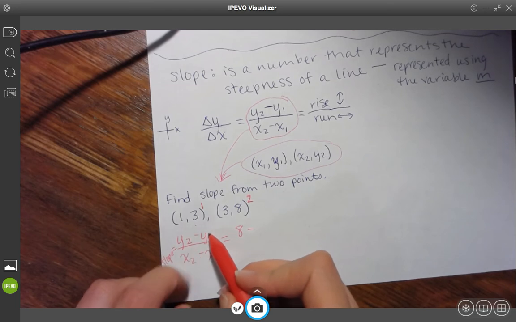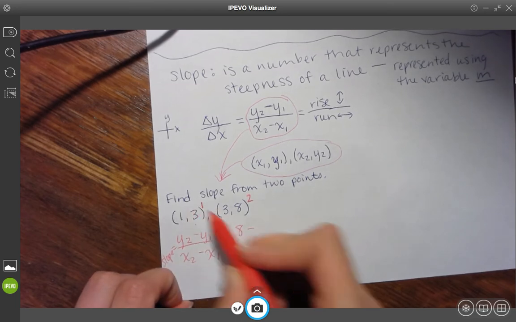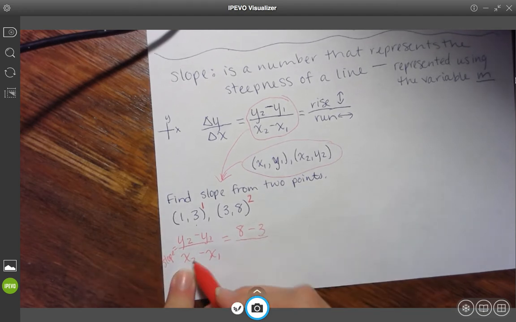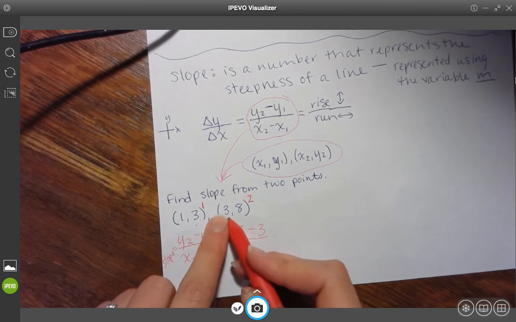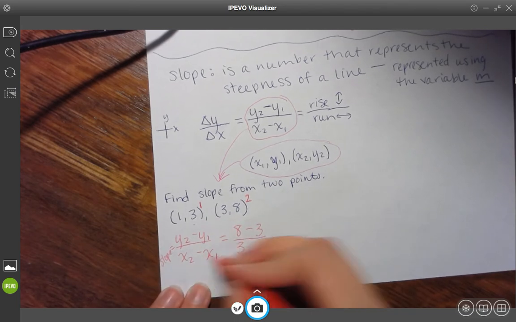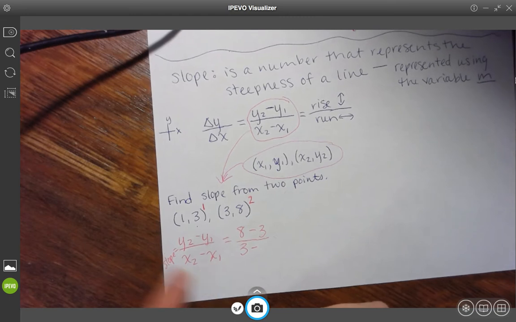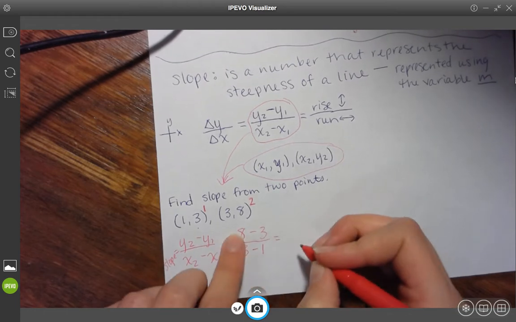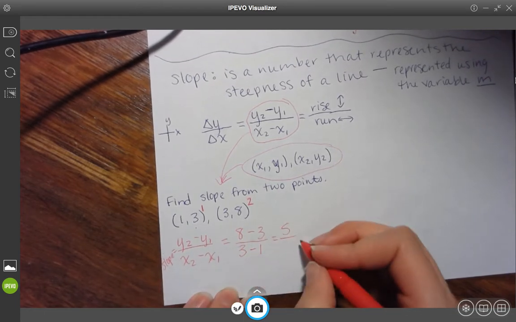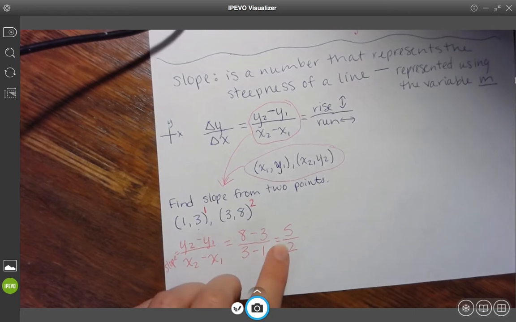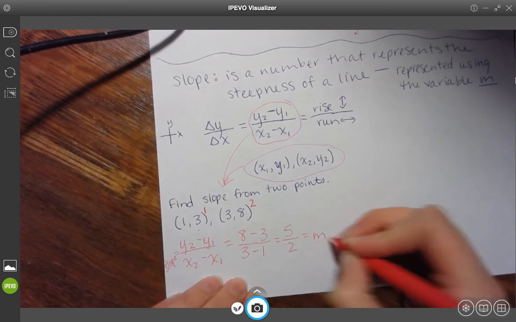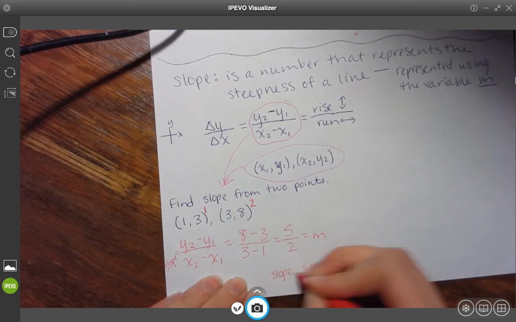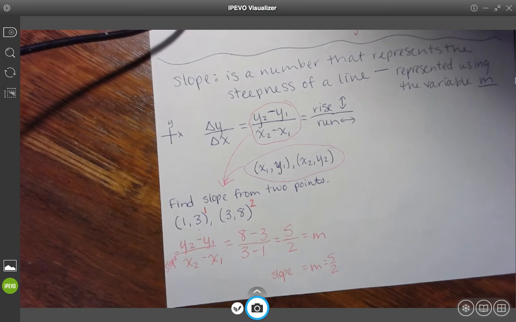y1 would be the y value of my first point, which would be 3. So I do 8 minus 3, put that over, now I do x2, so the x value for my second point, 3, minus x1, so the x value of my first point, 1. Okay, 8 minus 3 is 5, 3 minus 1 is 2. Can this reduce? Nope. So that is m, or I could say m is 5 over 2. Remember, m is slope. So that's how you find slope from 2 points.